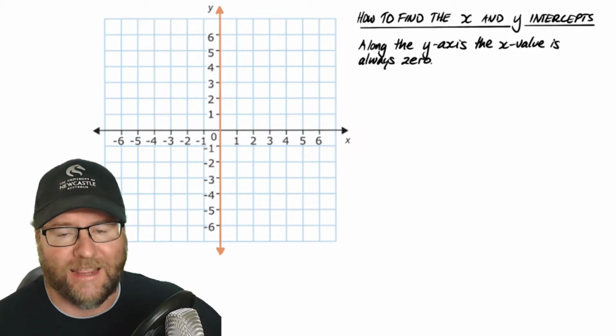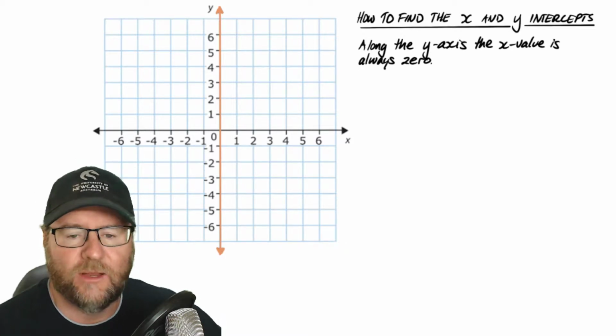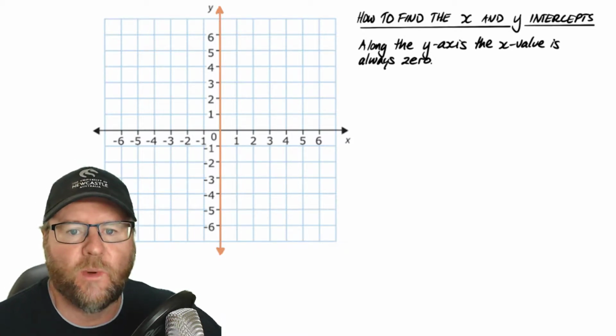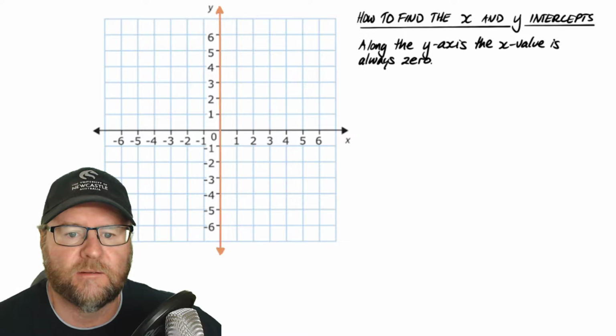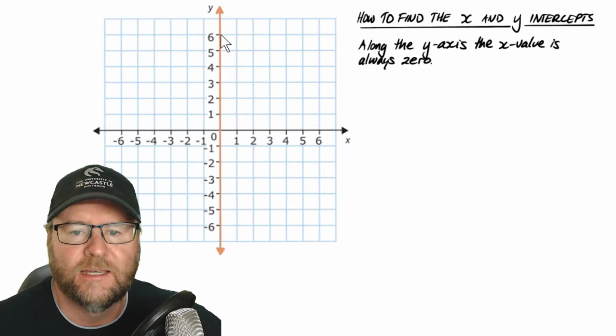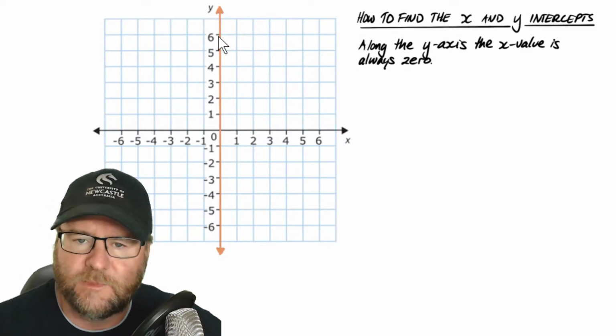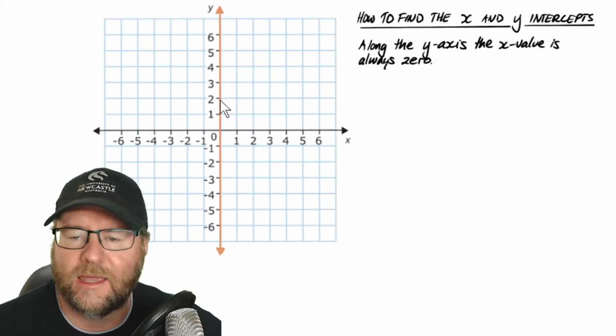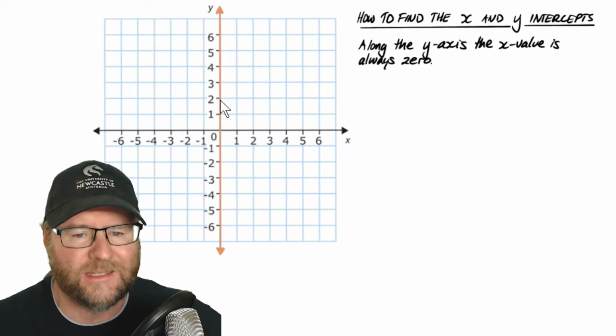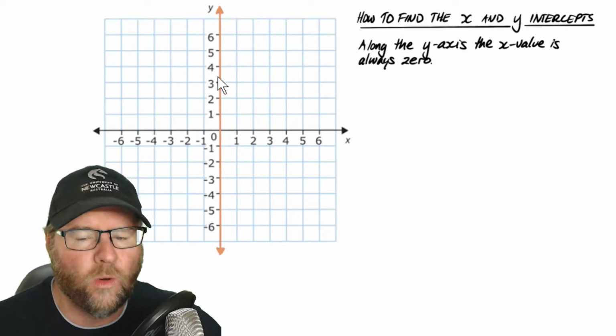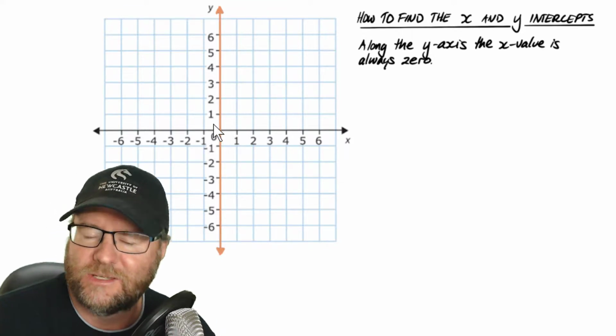Everywhere along that axis, the x value is always 0. It doesn't matter where I am. I could be up here at, let's say, 6. The y value is 6, but the x value is always 0. Here, the y value is 2, but the x value is still 0. All along here, the x value is always 0.